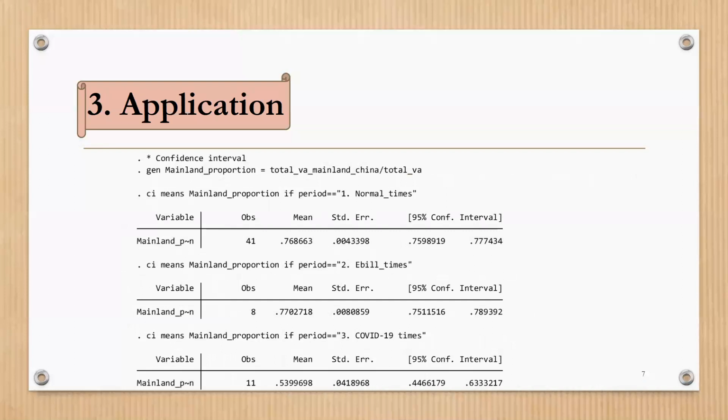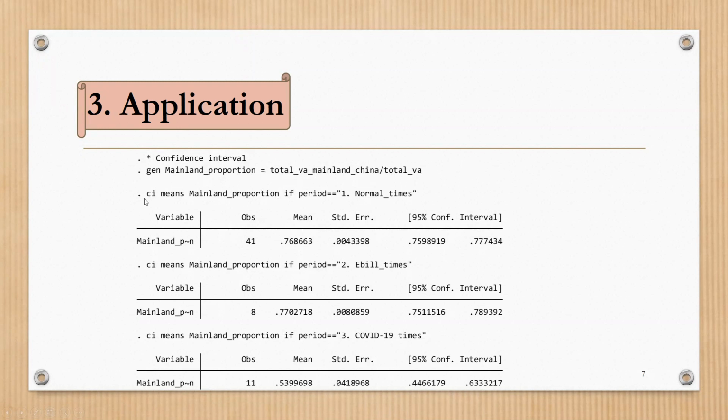And then to look at confidence interval, first we are going to create another variable called mainland proportion. We type gen, G-E-N, which means generate, a variable called mainland proportion. This variable is defined as the total number of visitor arrivals from mainland China divided by the total visitor arrivals. So this is going to be a fraction, a value between 0 and 1.